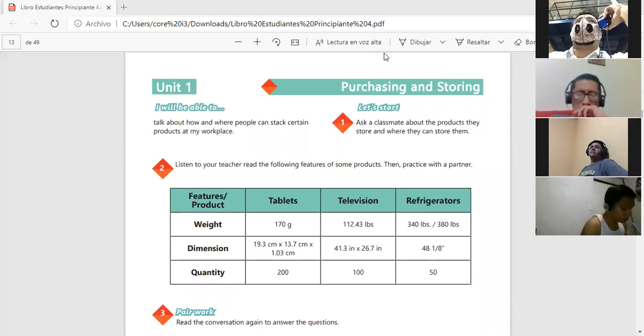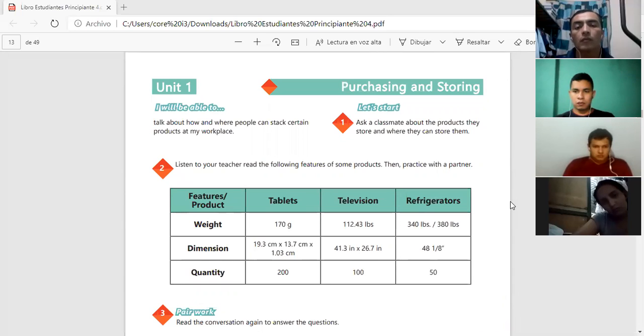What happens if you don't put those objects in boxes? Let's hear a person. For the manipulation. Good, good. So for the manipulation, or when you handle the products. Good. Okay. Melvin, what happens if you don't put a refrigerator or a television or a tablet into a box? What happens if you don't put one of those objects in a box?